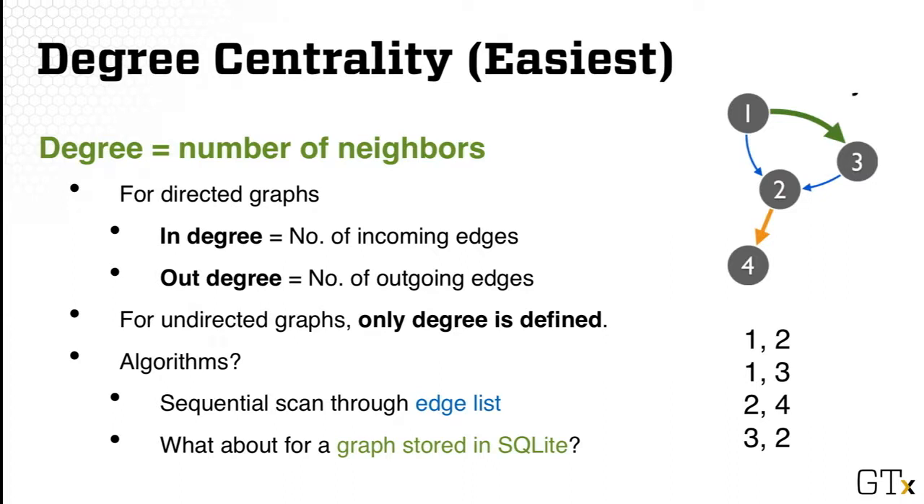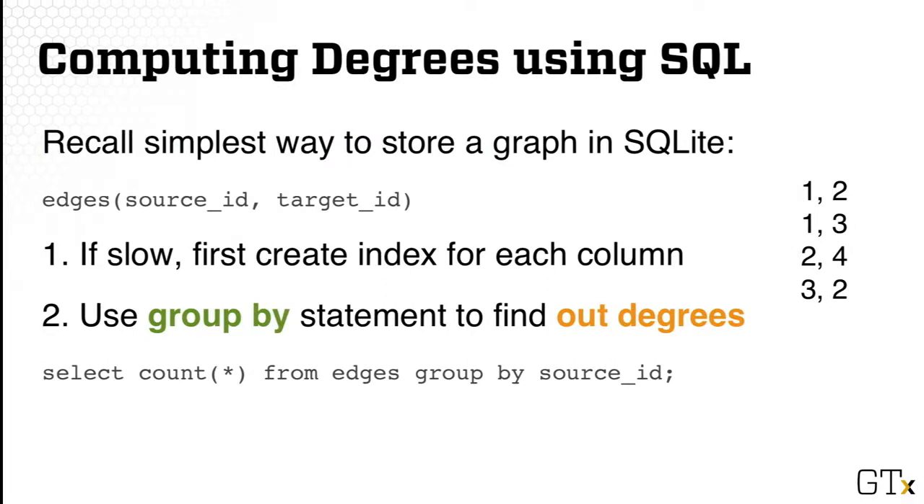And if your graph is already stored in SQLite, then it's even better. You don't even need to write any code. All you need to do is write a simple SQLite SQL select statement. Suppose your graph is stored in a table, let's say edges, with two columns, source node ID and target node ID. What you need to do is first create an index for each column. This will allow you fast random access to all the edges associated with a particular source node ID or particular target node ID.